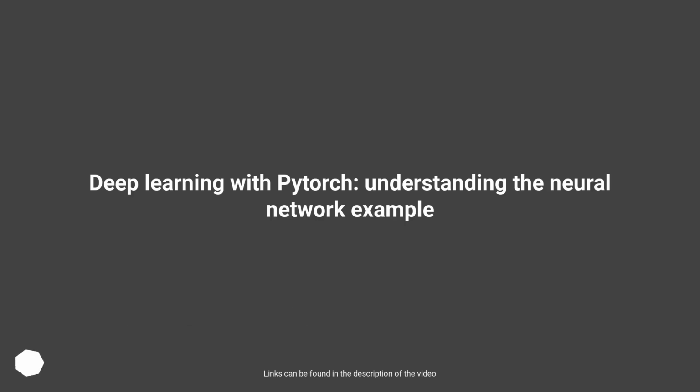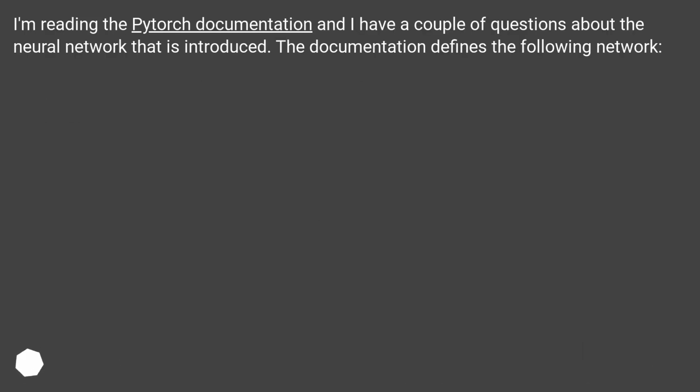Deep Learning with PyTorch, understanding the neural network example. I'm reading the PyTorch documentation, and I have a couple of questions about the neural network that is introduced. The documentation defines the following network.